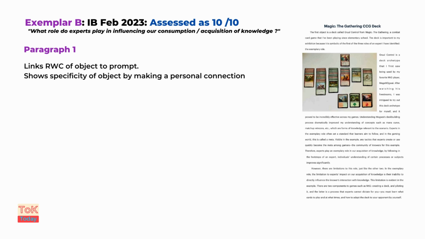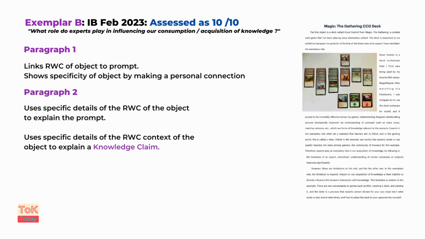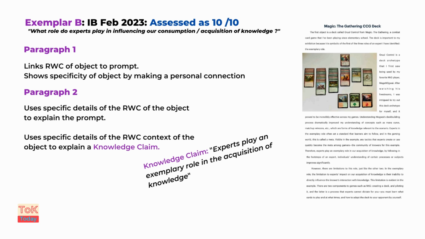In paragraph 2, he or she uses the specific details of the real-world context of the object to explain the prompt. In using their specific details, they are also explaining their knowledge claim. And here we find their knowledge claim at the bottom of paragraph 2, which is a long paragraph. And their knowledge claim is that experts play an exemplary role in the acquisition of knowledge. By exemplary here, they mean experts set an example in the acquisition of knowledge, which then non-experts can follow.